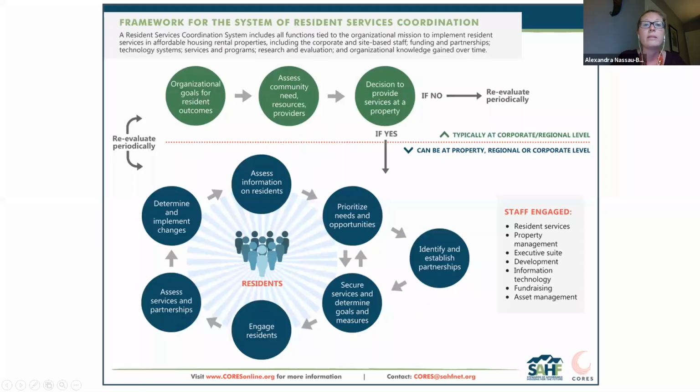And that work led to the development of this framework, a framework for a system of resident services coordination. It was born out of that work. It's also the foundation for the CORES certification. And it's essentially a decision-making framework that articulates an approach to how resident services often functions in an organization, integrating resident services in the development process and in the management of the property and with asset management.